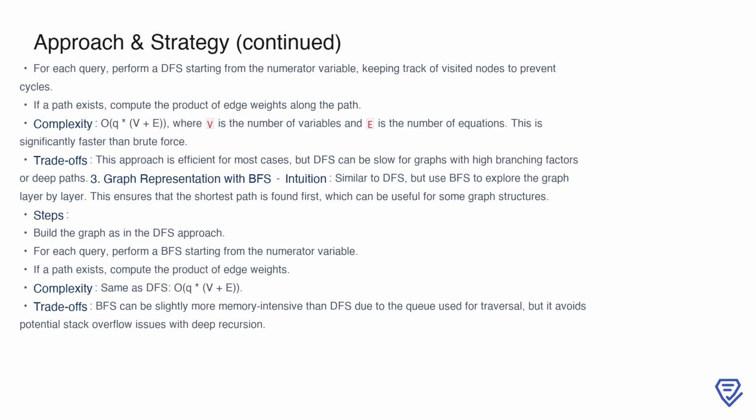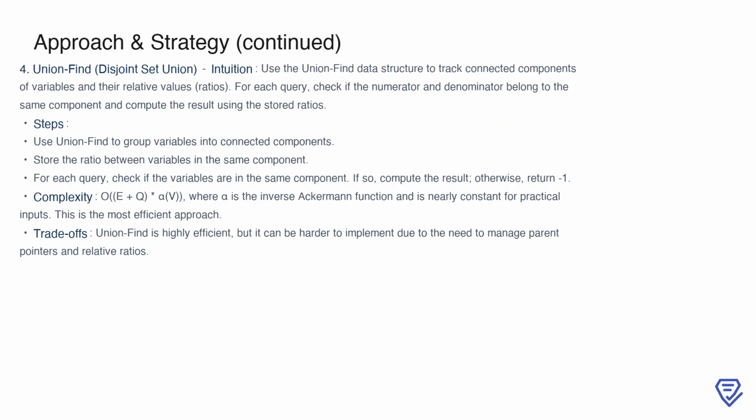Like DFS, BFS also builds the graph and traverses it to compute results for the queries. An alternative and highly efficient approach is to use the union-find data structure, also known as disjoint set union. This method involves grouping variables into connected components while maintaining information about their relative ratios. For each query, we check if the numerator and denominator belong to the same connected component. If they do, we compute the result using the stored ratios. Otherwise, we return -1. The process includes constructing the union-find structure, grouping variables, and storing their relative values.